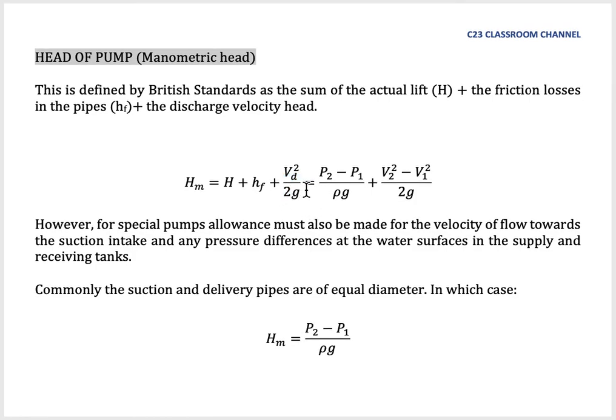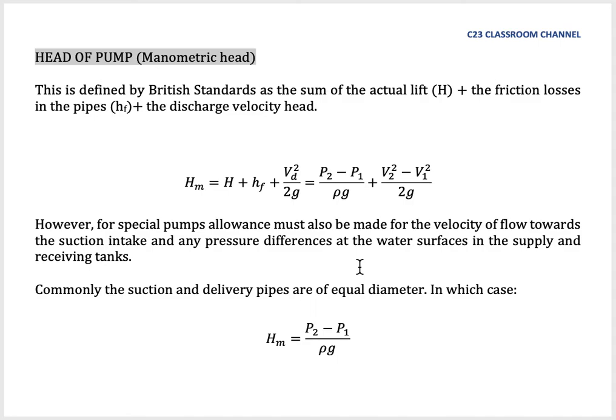It can also be written as P2 minus P1 over rho g plus V2 squared minus V1 squared over 2g. So we can get this from the Bernoulli equation. However, for special pumps, allowance must also be made for the velocity of flow towards the suction intake and any pressure differences at the water surfaces in the supply and receiving tanks.